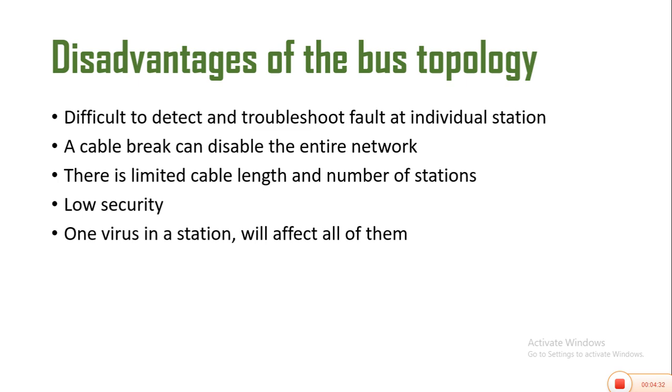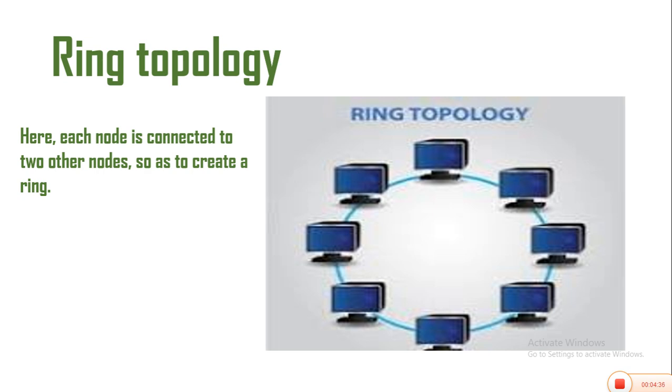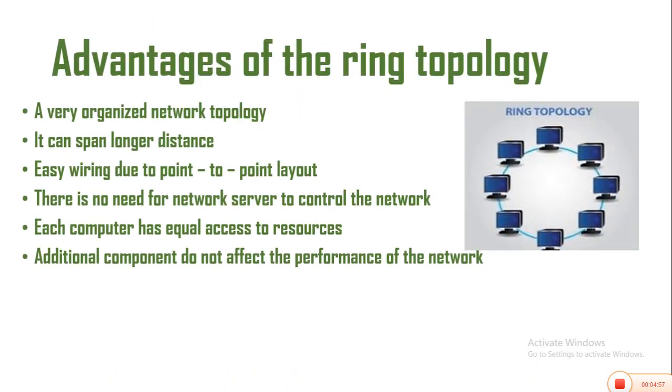Let's look at another type of network topology, the ring topology. In the ring topology, each node is connected to two other nodes so as to create a ring, just like what you have on the image on the screen. Each workstation is connected to two other workstations, and at the end of the connection, a ring is formed. Let's look at the advantages of the ring topology.